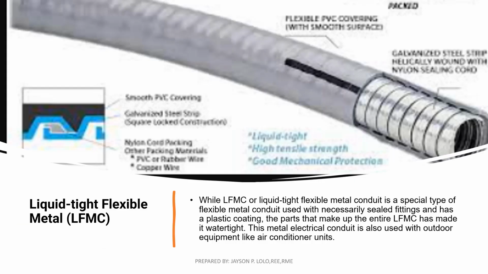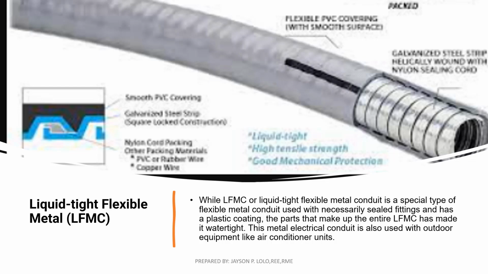Next one is the liquid tight flexible metal. LFMC, or liquid tight flexible metal conduit, is a special type of flexible metallic conduit used when necessary, with sealed fittings and a plastic coating. This metal electric conduit is also used with outdoor equipment like air conditioner units. If you have an HVAC or split type aircons, they are using LFMC.